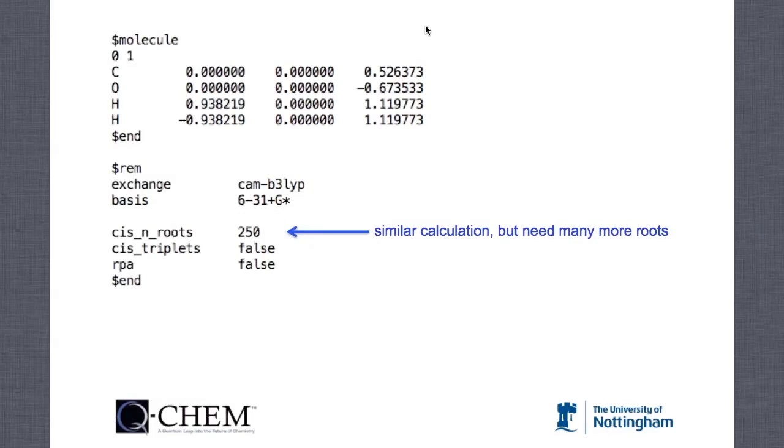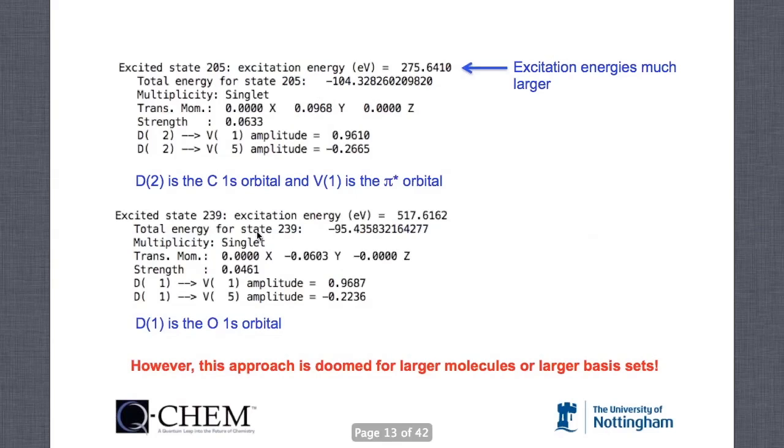Okay, so all I've done in this input is change the number of roots. These excitations are going to be much higher energy, so to actually get those, we're going to have to ask our code to compute far more roots than we did before. And you can run this calculation and you can see. If you look at excited state 205, this is the excitation energy. It's much higher, 275 electron volts.